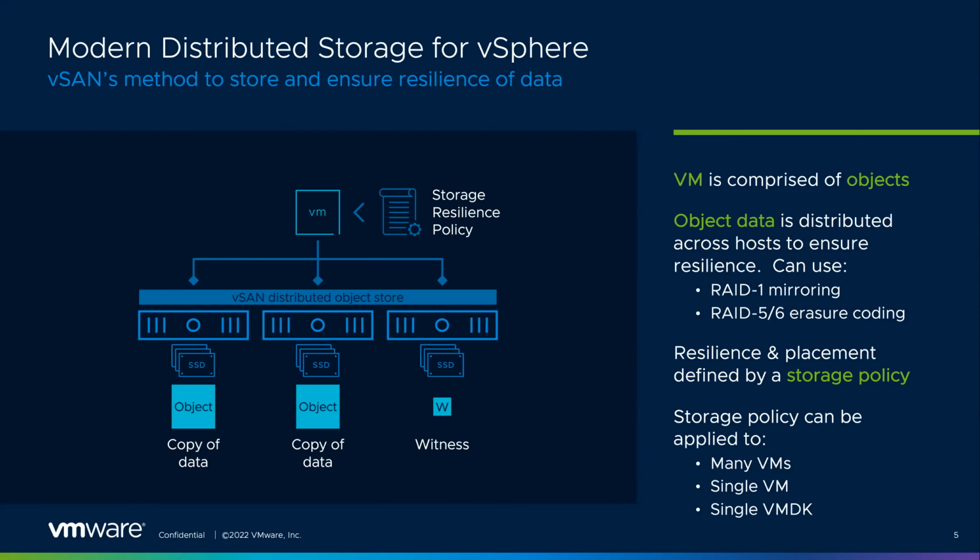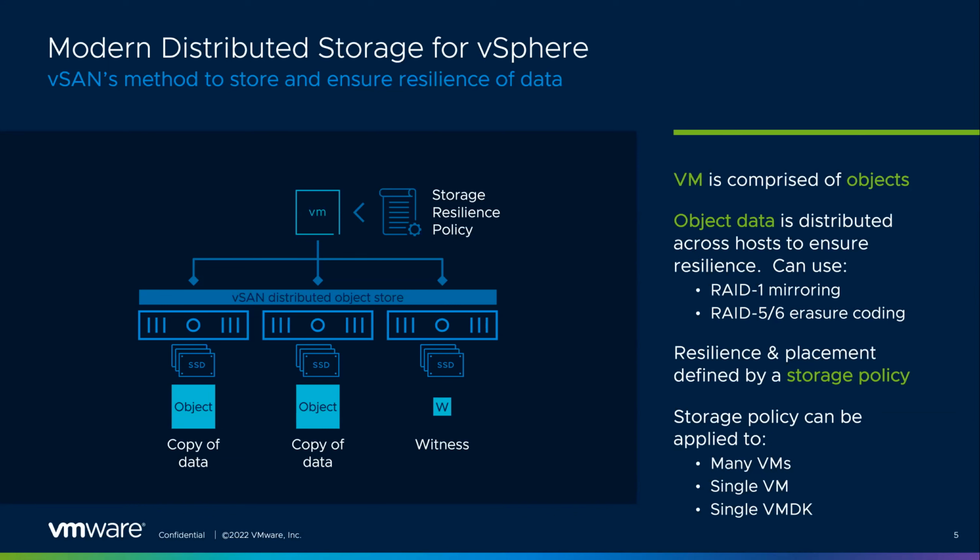vSAN is different than a clustered data store. It's a distributed object store, and that gives us a lot of scalability. For example, if you were to deploy vSAN on premise today, it can go up to a maximum of 64 nodes in a cluster, which is very expandable. Every time we add a node, we add storage capacity, and every time we add a VM and add a storage policy to it, we disperse that data across multiple nodes to maintain resiliency.